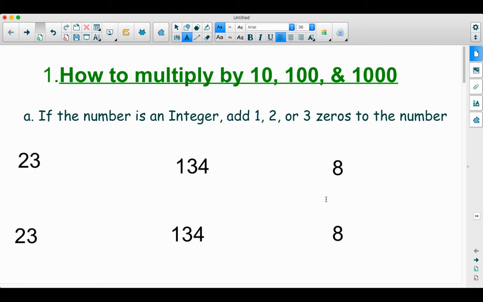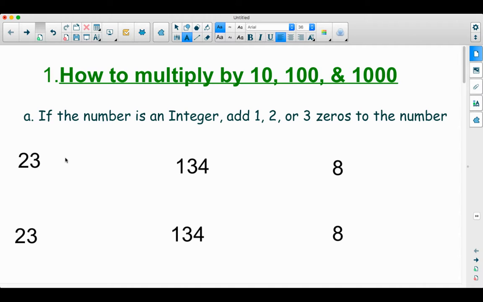Hello, class. I thought it would be a good idea to cover some topics and concepts that I think you are going to need in the coming days. And the first one that I want to cover is how to multiply by 10, 100, and 1,000.